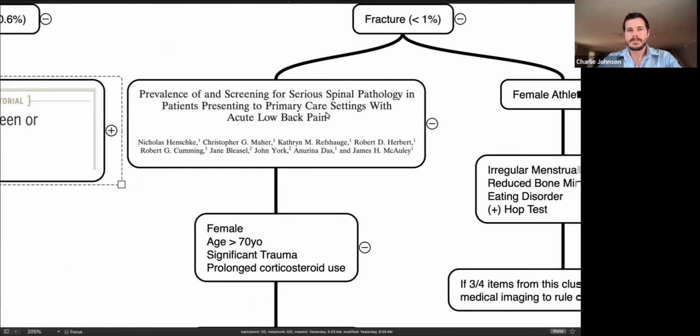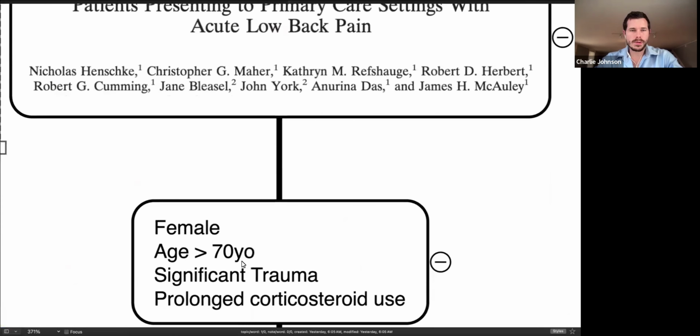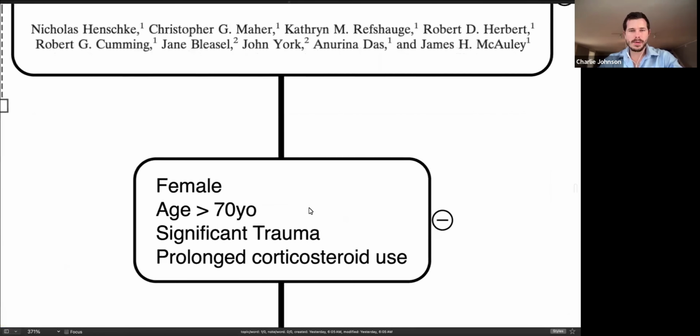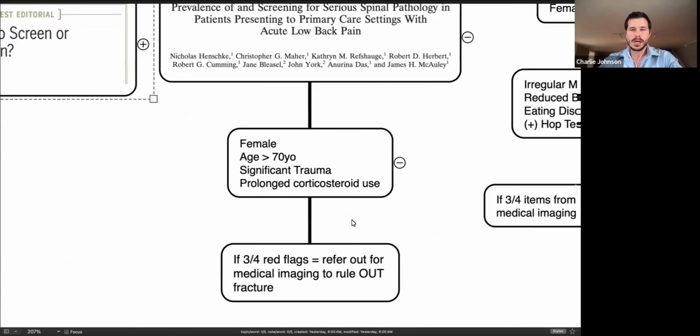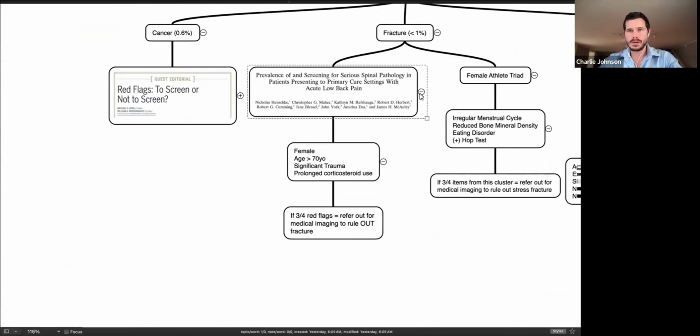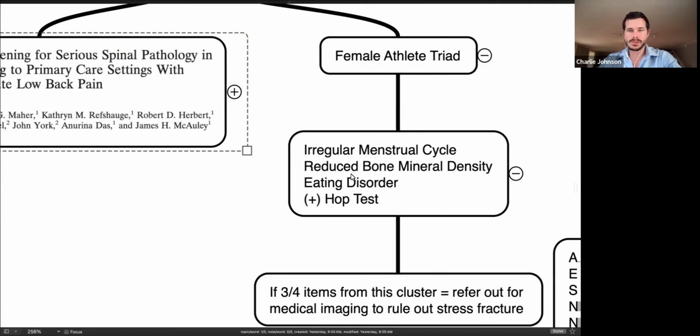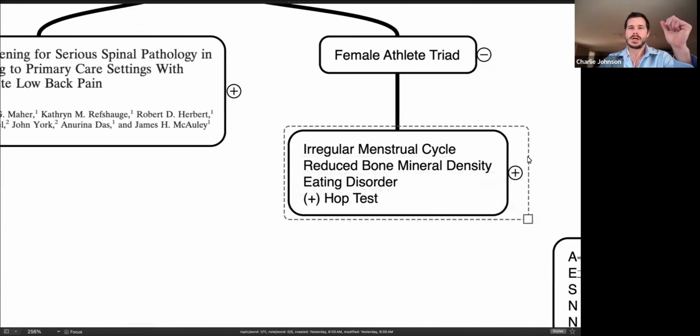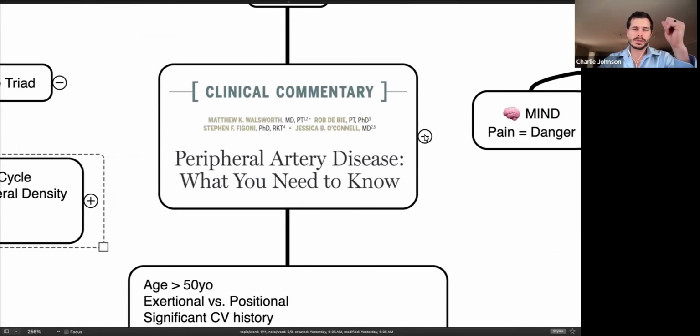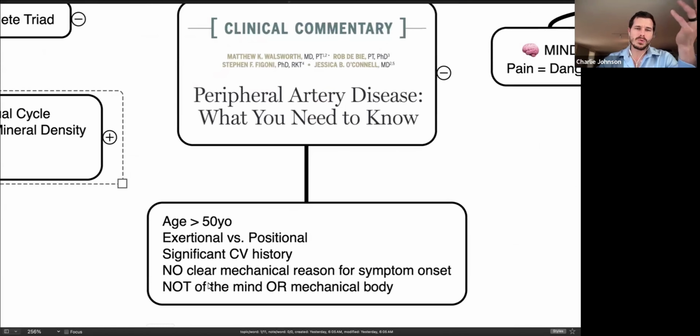We also have research which supports the ability to screen conservatively for fractures. Generally female more than male, age greater than 70, significant trauma, prolonged corticosteroid use, and again, none of these. All right, so move on. Female athlete triad could happen in males too, so we'll move past that here in a second, but irregular menstrual cycle, reduced bone mineral density, eating disorders. When you hop on one leg, you get sharp pain in the groin, things like that. That's not even where he's feeling symptoms. So that's gone.